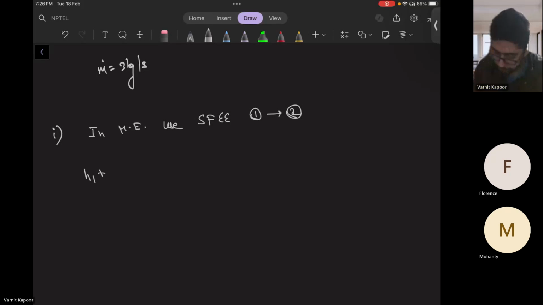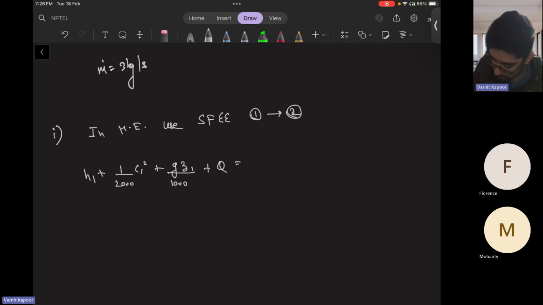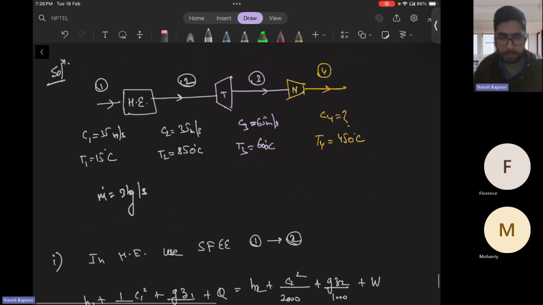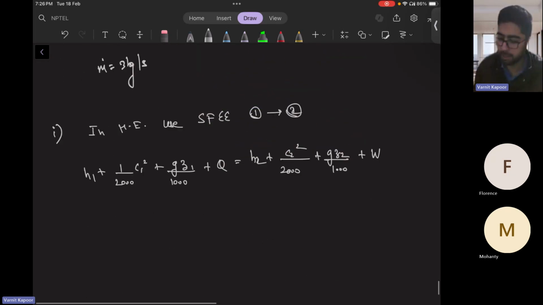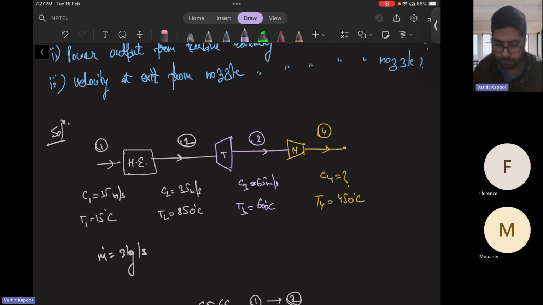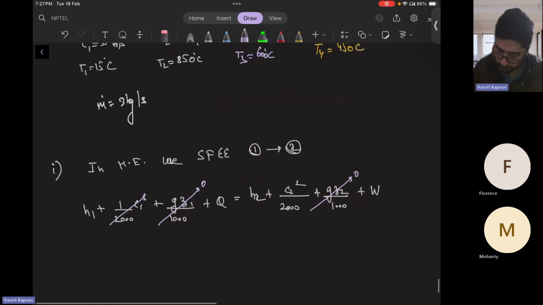So H1 plus C1 square by 2000 plus GZ1 by 1000 plus heat is equal to H2 plus C2 square by 2000 plus GZ2 by 1000 plus work. We know that positions 1 and 2 are at the same head from the datum, so this is 0. The velocity is remaining the same, C1 and C2 both are the same, so the kinetic energy is also 0.